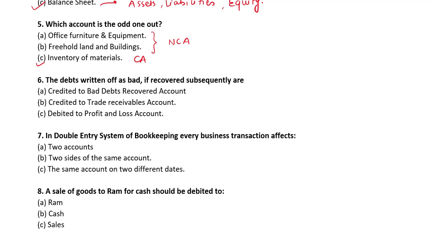Question number 6. The debt written off as bad is recovered subsequently. So you have recovered the debt subsequently. What will you do? You will credit it to the bad debt recovered account. What would be the journal entry for this? Supposing you had received it, bank account or cash account is debited, whatever the case may be, and over here, bad debt recovered is credited.